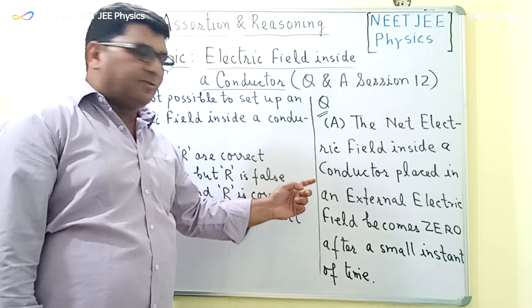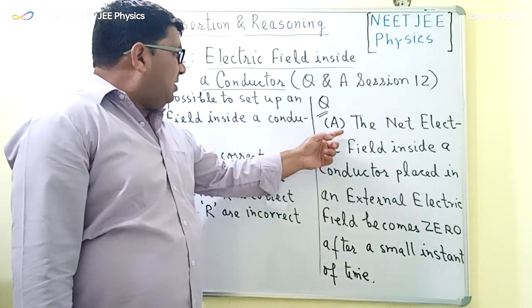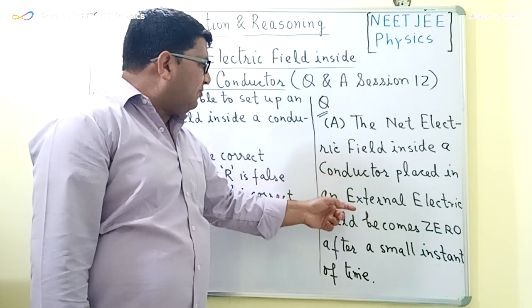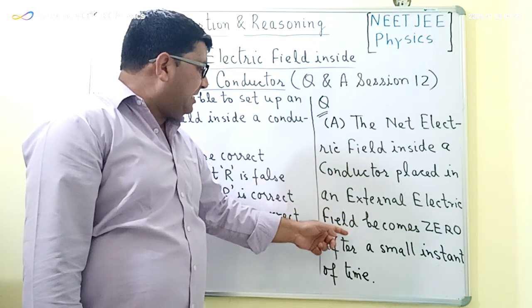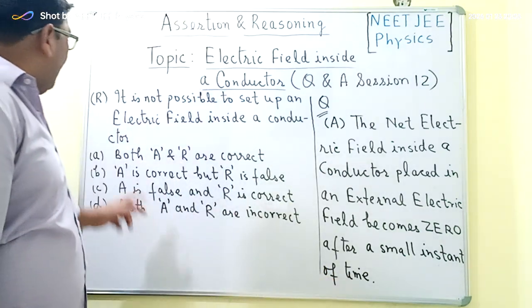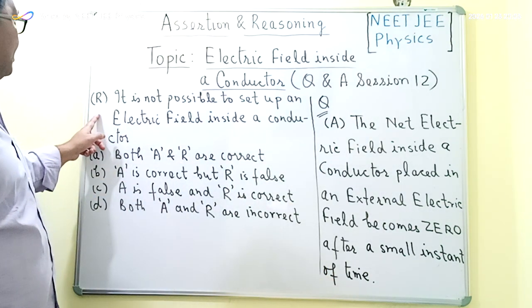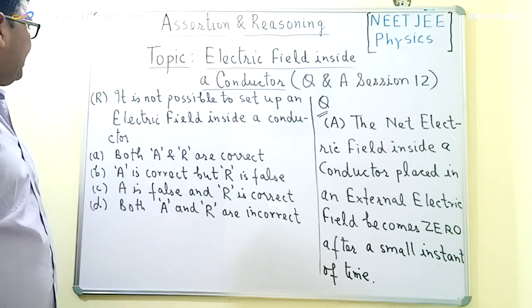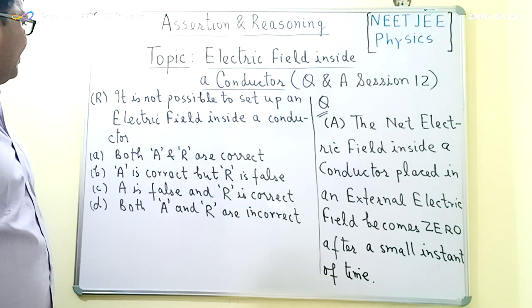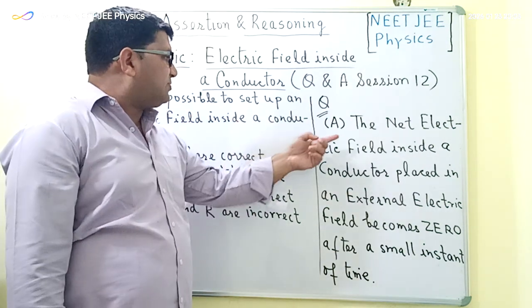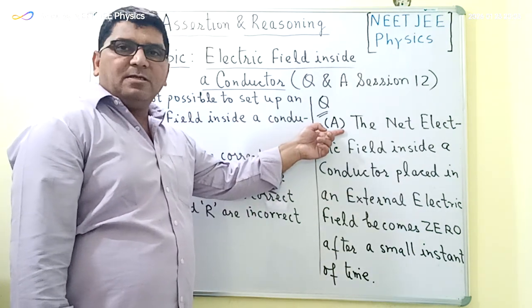So the assertion here is: the net electrical field inside a conductor which is placed in an external electric field becomes zero after a small instant of time. And the reasoning is: it is not possible to set up an electric field inside a conductor. Now, reasoning is a statement which supports the assertion.